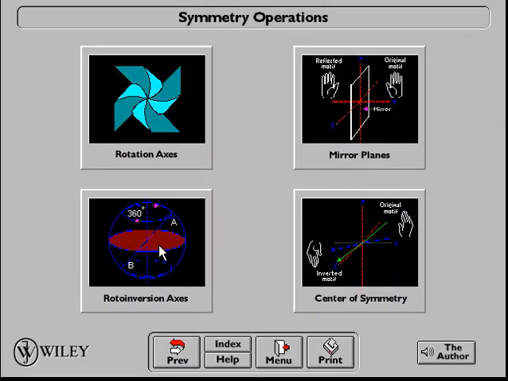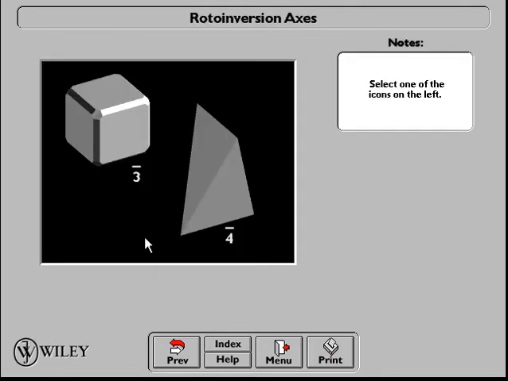So now we are going to our point number 3, and there we will talk about the roto-inversion axis. With a roto-inversion axis, we always have this bar at the top of our number. Here we have the number 3, a 3-fold roto-inversion axis, and here 4, a 4-fold roto-inversion axis.